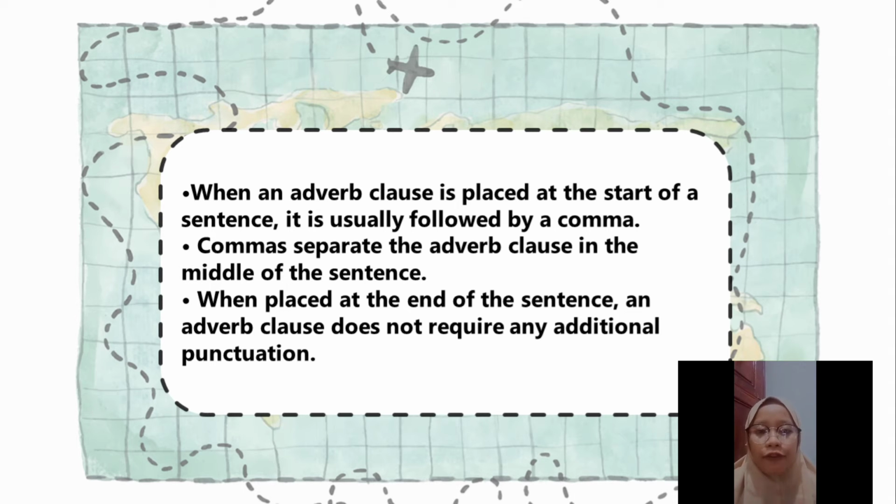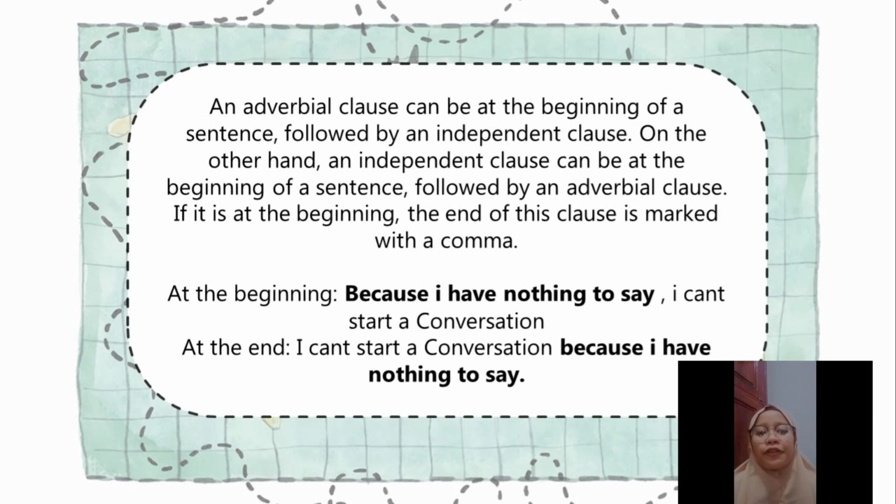Commas part the adverb clause in the middle of a sentence. When placed at the end of the sentence, an adverb clause does not require any additional punctuation. An adverbial clause can be at the beginning of the sentence, followed by an independent clause.